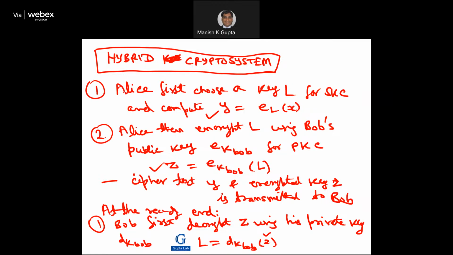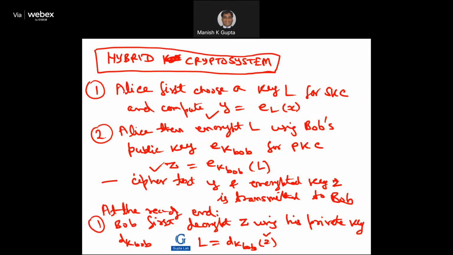Okay, so there are hybrid crypto systems as well. There are a couple of steps. Alice first chooses the key L for a symmetric key crypto system and computes y is equal to EL of x using key L. And then Alice encrypts L using Bob's public key EK Bob for the public key crypto system. So you get Z is equal to EK Bob of L.